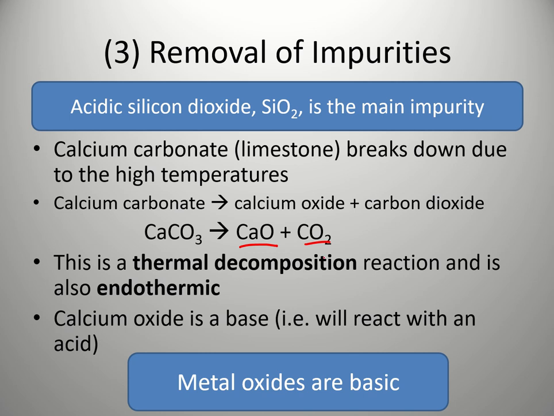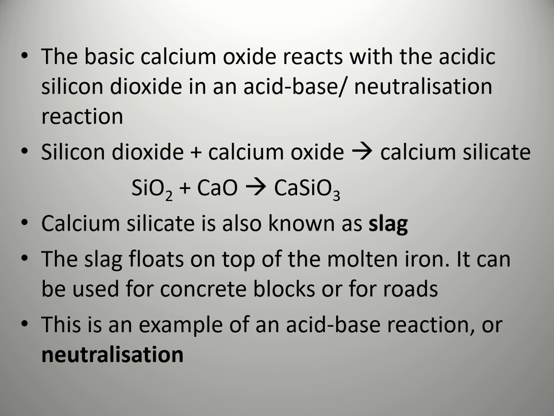Now the key thing about this is that this calcium oxide that is made here has basic properties. If you remember back to your acid base topic that we did, we said that metal oxides or bases have basic properties. You can see that in the blue box at the bottom.